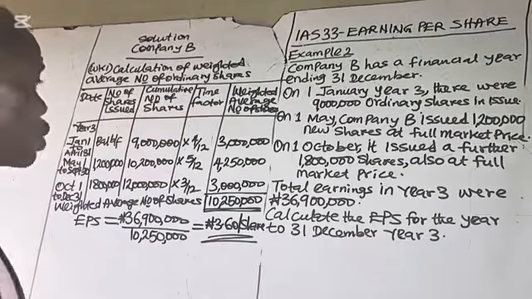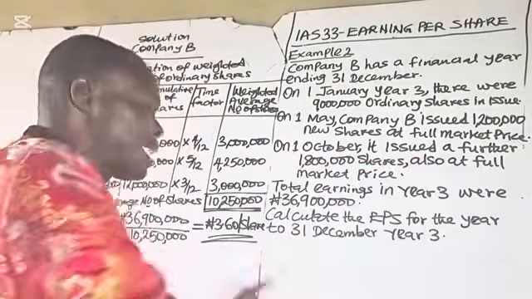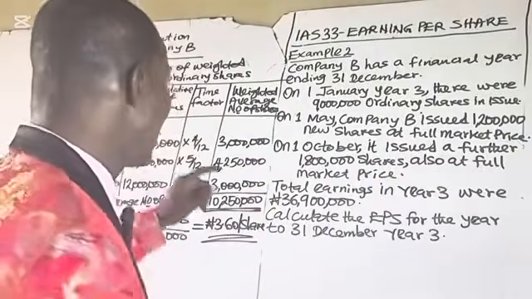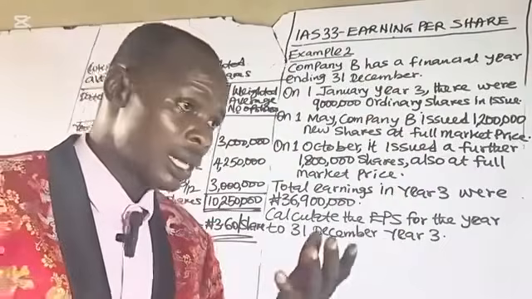So this is how to solve questions involving issued at full market price, that is the public issue. So in my next video, I will examine the bonus issues and the rights issues.